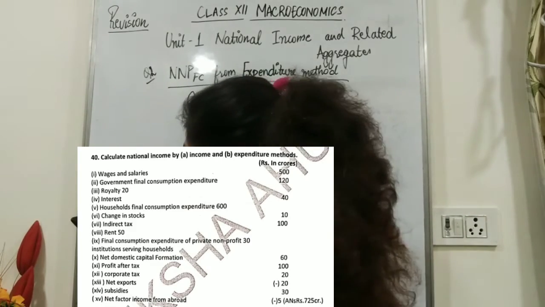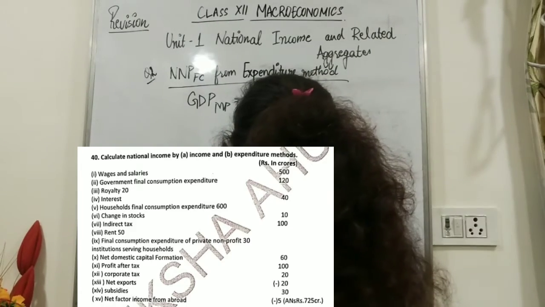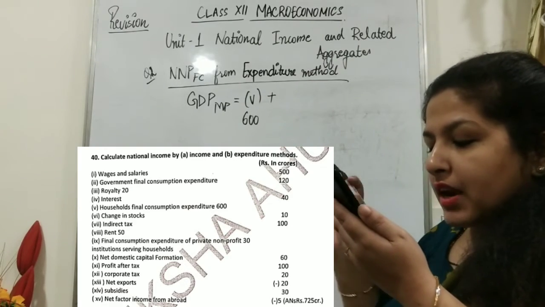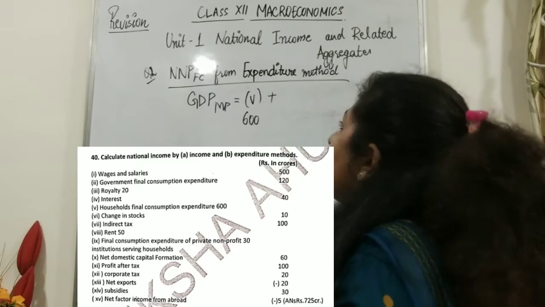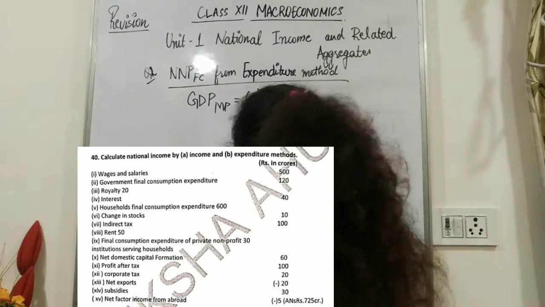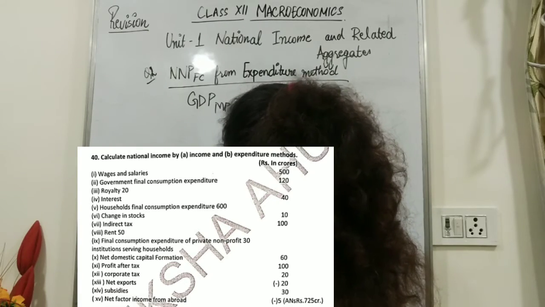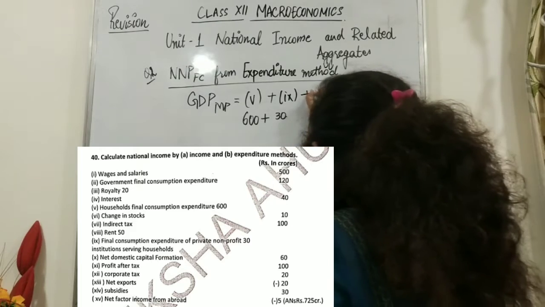Fifth part is households final consumption expenditure, that is given to be 600. Plus something else is given: final consumption expenditure of private non-profit organization serving households. So this is a kind of private final consumption expenditure only. That is 9th number, which is how much? 30. Right? You can have a look on the question. After that, C is done.